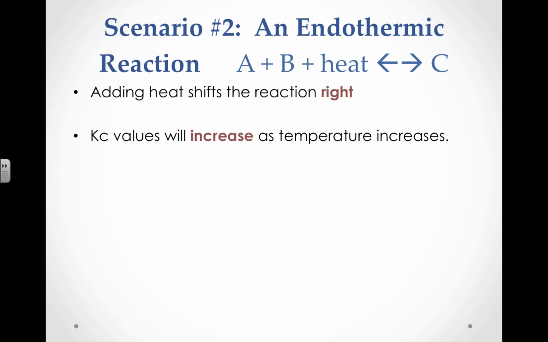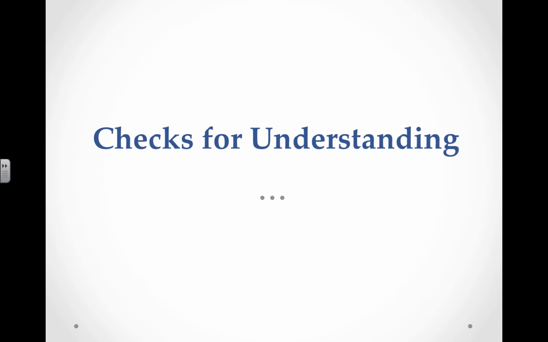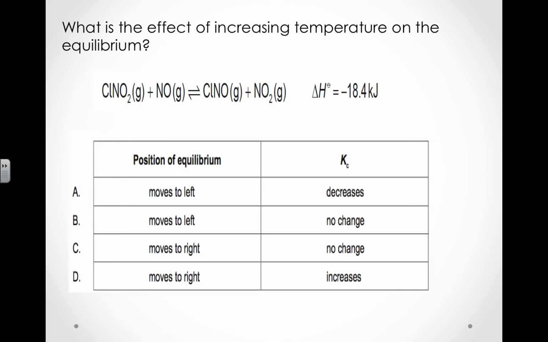Our Kc values decrease as temperature increases. If we deal with an endothermic reaction, it's the opposite. So adding heat will shift the reaction to the right. We're making our numerator larger and larger, so our Kc values will increase. So let's try a couple of problems.